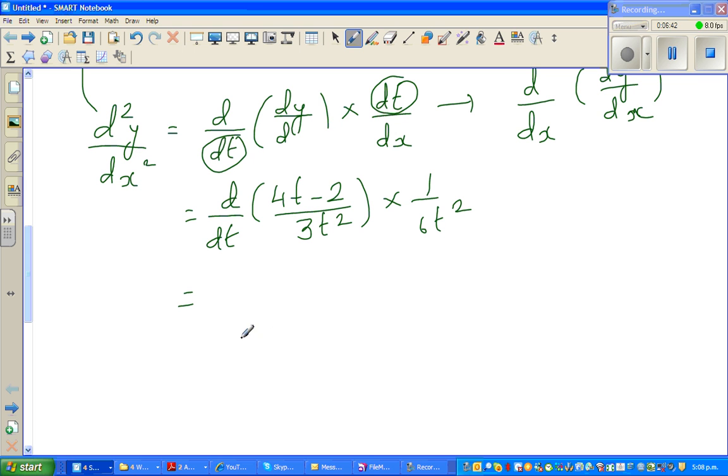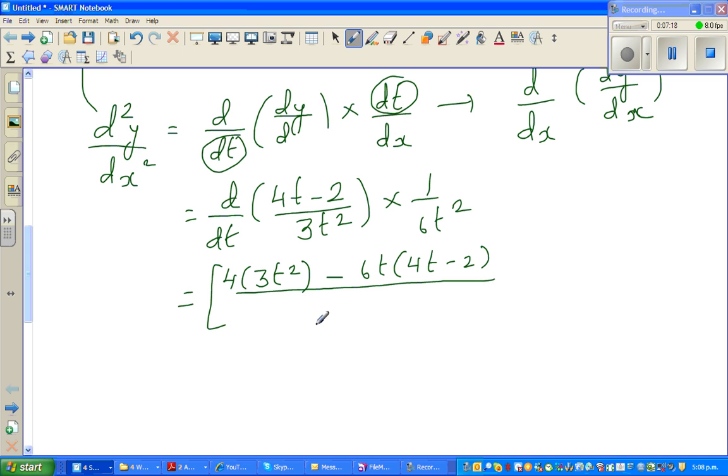Now you have to differentiate using the quotient rule. The quotient rule is: differentiate the numerator times the denominator, minus differentiate the denominator times the numerator, over the denominator squared. So it's a long process. Differentiating the numerator, you get 4 times the denominator, which is 3t squared, minus differentiating the denominator, you get 6t times the numerator, which is 4t minus 2, over 3t squared the whole squared, times 1 over 6t squared.